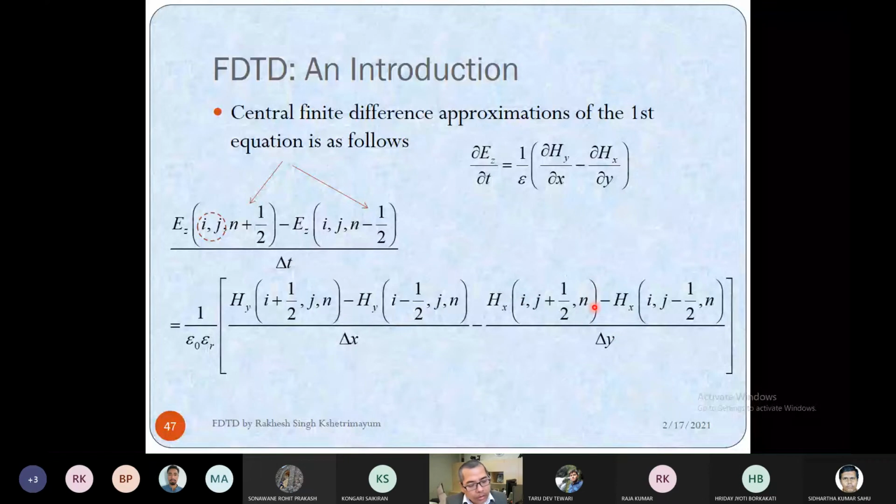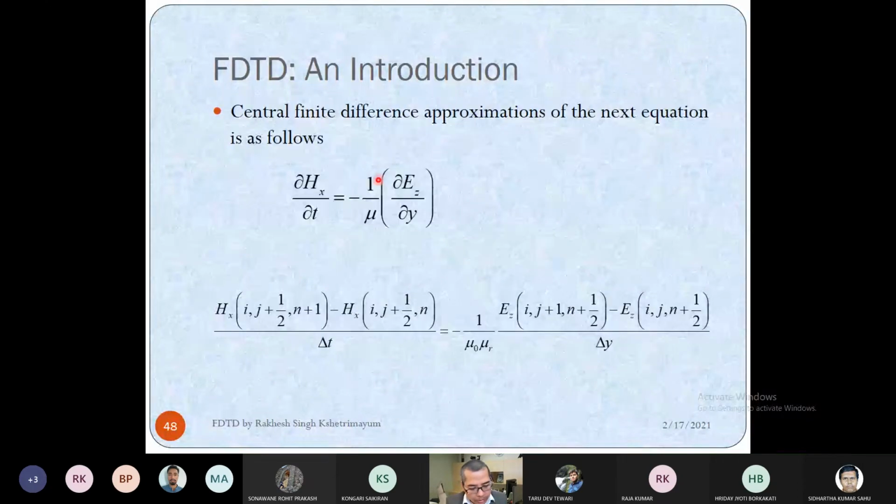Let us look at the second equation you have for FDTD update equation you have here is del Hx by del t minus 1 by mu del Ez by del y. So now Hx here you are doing time derivative, so n plus 1 and n. Magnetic field is calculated at integer time steps. So you have n plus 1 here, n here, it's integer time steps. And Hx, then this should be i here. Then you will have j plus half here.